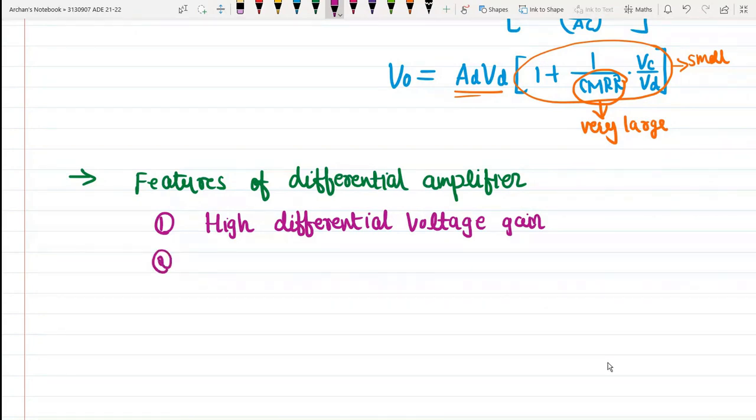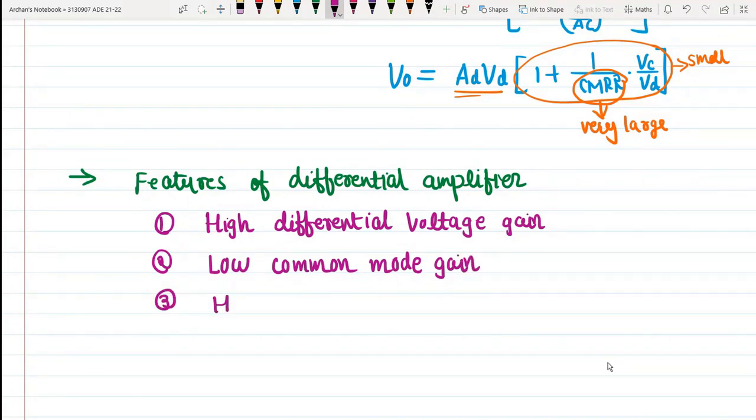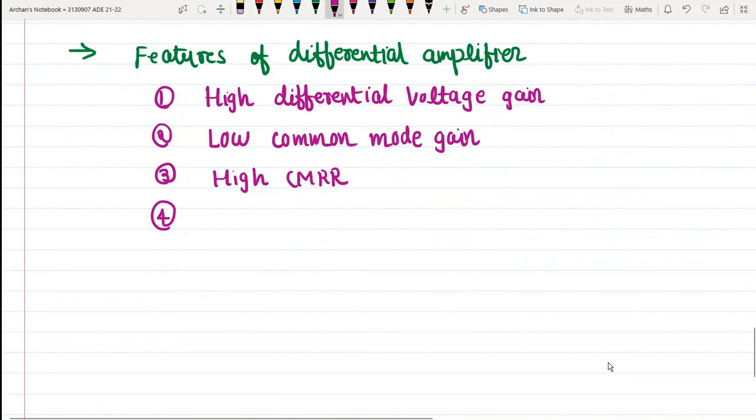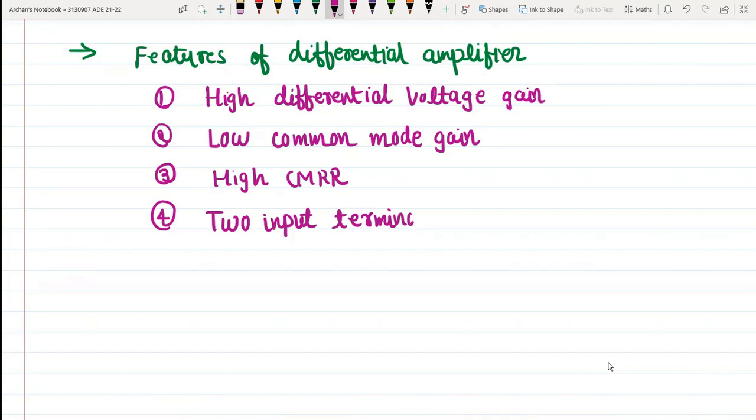Second, if we talk about common mode gain, then the value of common mode gain is low, right? So we have very low common mode gain, right? Then talking about the CMRR, we have a high value of common mode rejection ratio. Okay, then this is the differential amplifier. Okay, so we have two input terminals. So this is also a feature. It has two input terminals.